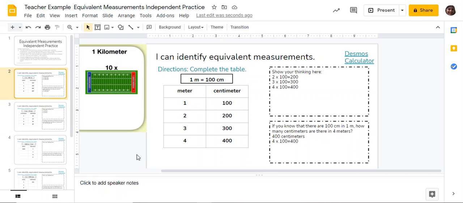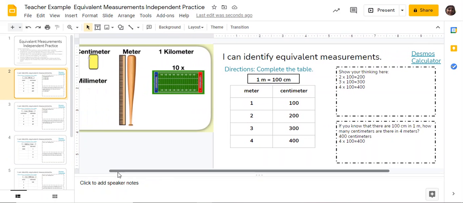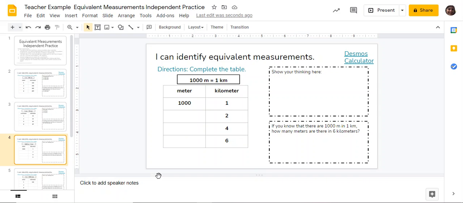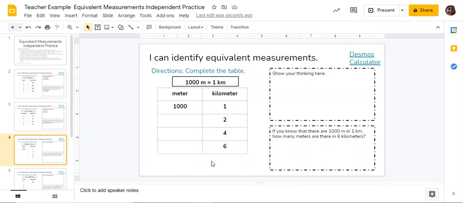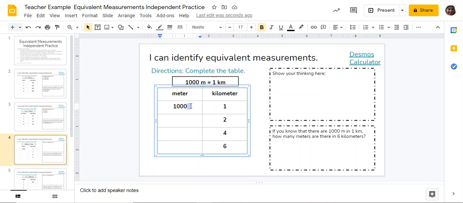So if I go back to this picture, show it here. Here's 1 meter stick, right? It's about the length of a baseball bat. A kilometer is 10 football fields long. It's kind of like a mile. So here they're saying if I have 1,000 meters, that equals 1 kilometer.